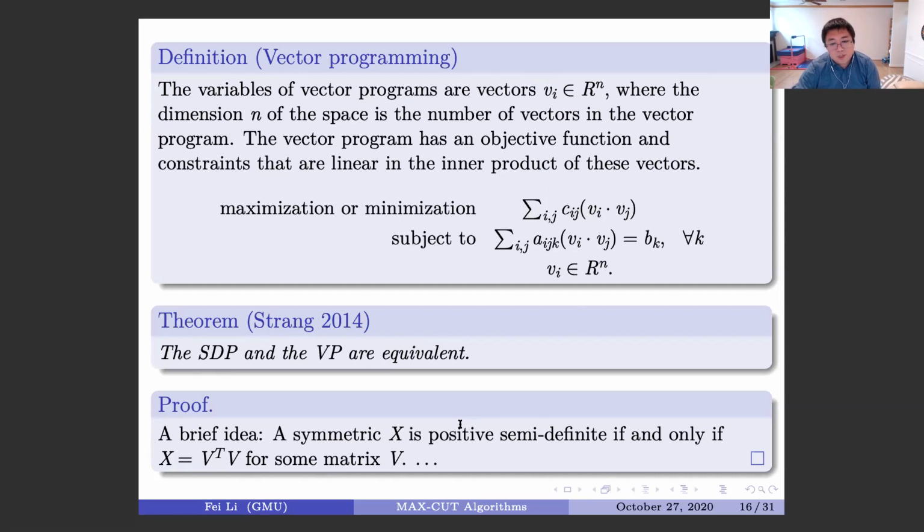The proof is pretty straightforward as well. You can look at a linear algebra textbook to find this proof. The vector program is the one that I like to use to formulate the constraints, since for semi-definite programs I have to check whether the matrix is semi-definite, but it is easier for me to formulate a problem with vectors. Okay.